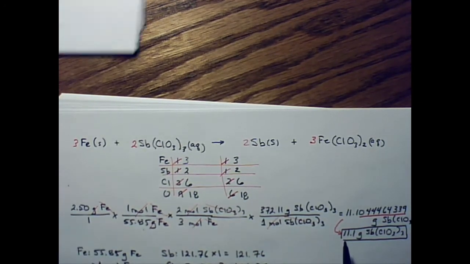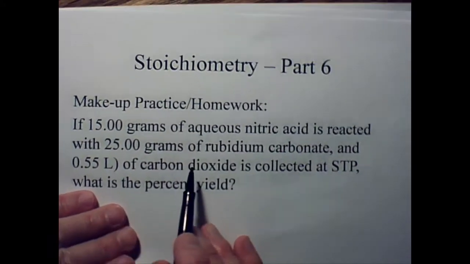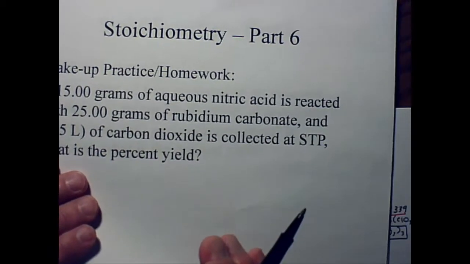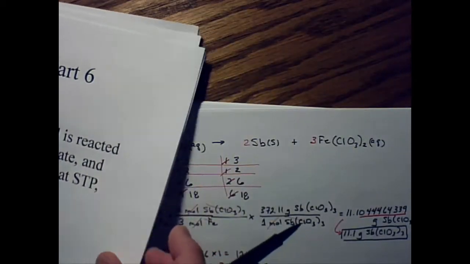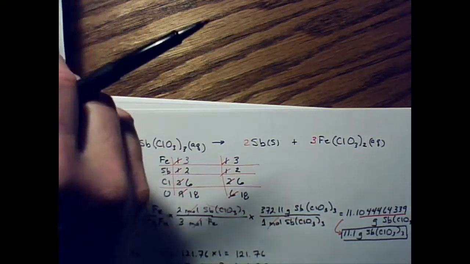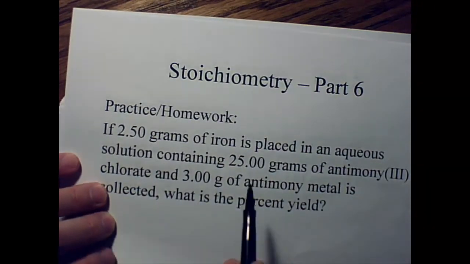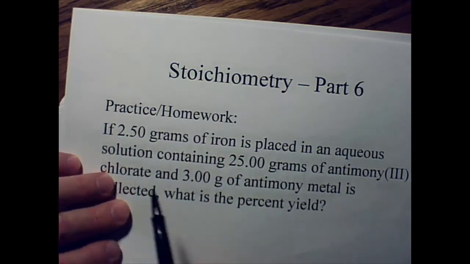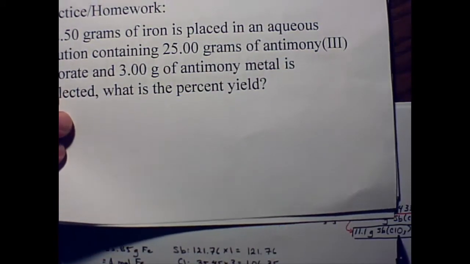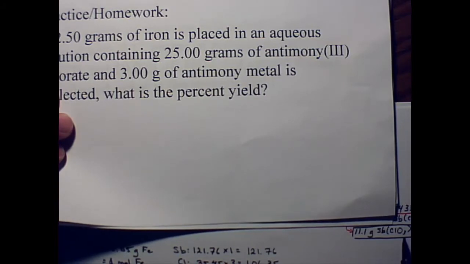Okay? In the problem, it says I have 25 grams of antimony. Am I looking at the right thing? No, wrong problem. Find the right problem. Okay. So the problem says I have 25 grams of antimony 3-chlorate. That's way more than this. So I'm going to have some antimony 3-chlorate left over.